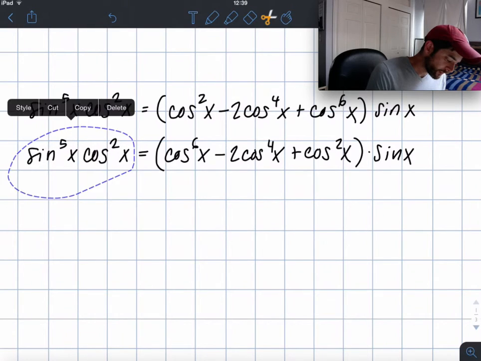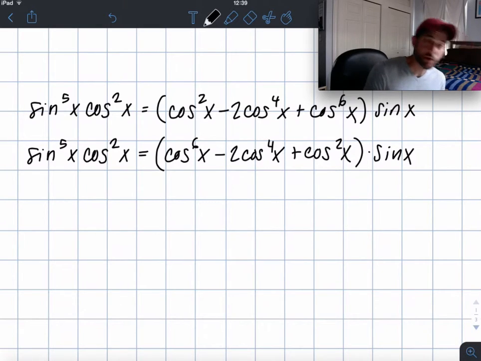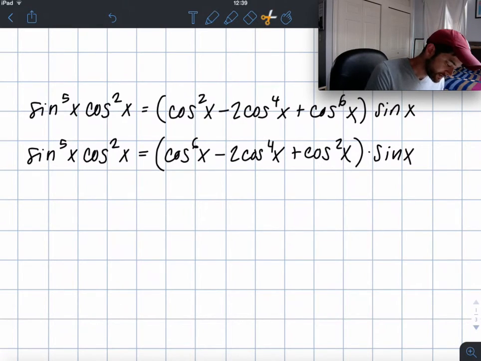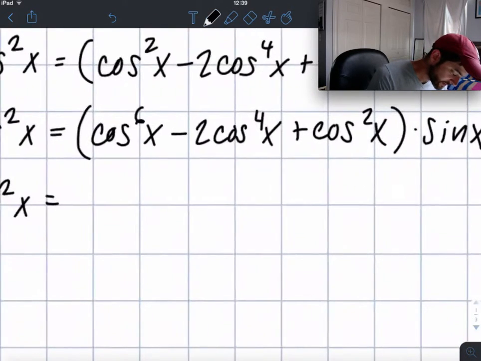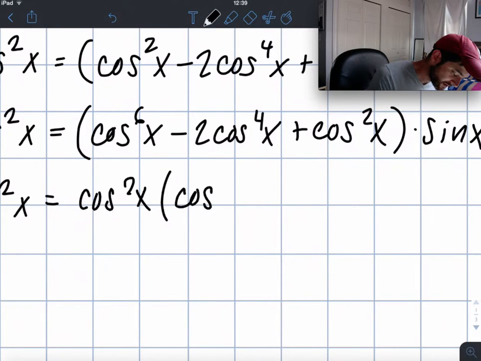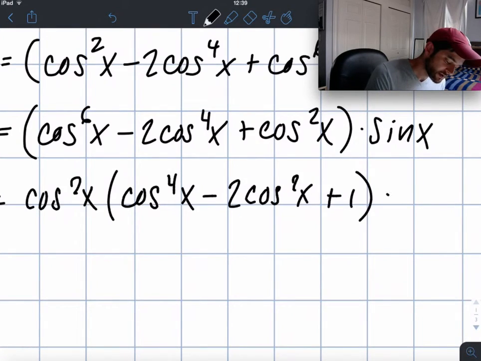Now, that looks frightening on the surface because we have cosine to the 6th power, and that's very strange. But what I'm going to do is factor out the greatest common factor of that trinomial, which is cosine squared x. So this equals cosine squared x times cosine to the fourth x minus 2 cosine squared x plus 1 times sine x.